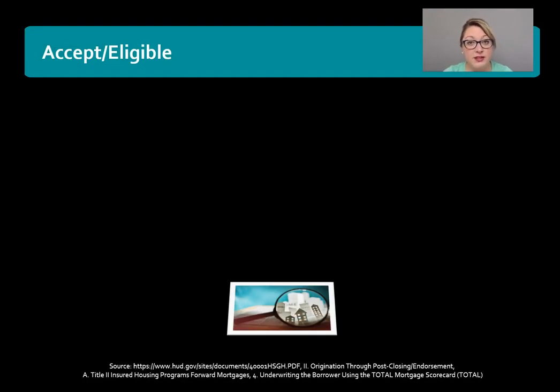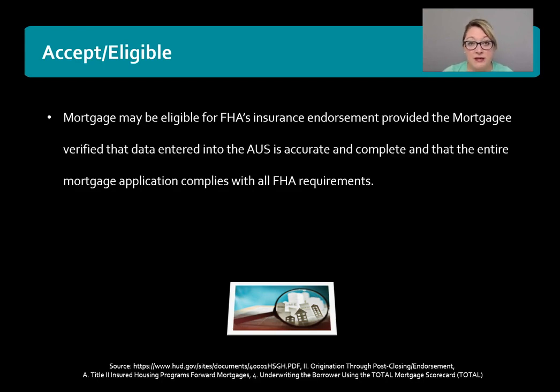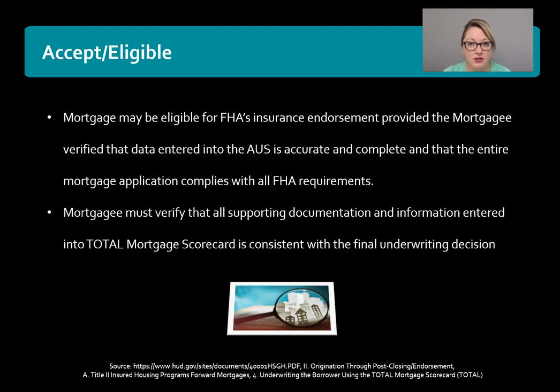The first response that you may receive is an accept eligible. This is obviously the ideal response that you want to get when you run the loan through your AUS. So this means that the mortgage may be eligible for FHA insurance endorsement as long as the lender verified that the data entered into the AUS is accurate, complete, and the entire mortgage application meets all FHA requirements. Also, the lender must verify that all of the supporting documentation and information entered into the total mortgage scorecard is consistent with the final underwriting decision.